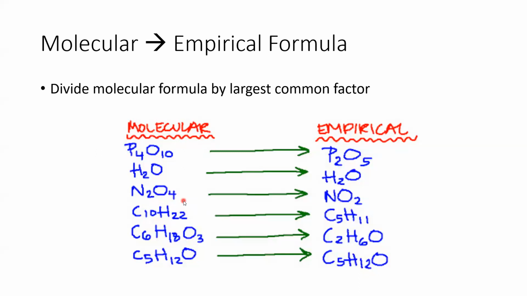And then with these middle 3, N2O4, C10H22, each of those we can just divide by 2. And then again, double check C5H11, 11's odd, 5's odd, but there's going to be no common factor between those, so we certainly can't divide by 2, but there's going to be nothing that goes into both of those evenly. So that'll be the empirical formula there. And then in this case, we've got C6H18O3. So our greatest common factor is just going to be 3 there. Goes evenly into all 3 of these values. So we'll have C2H6O.